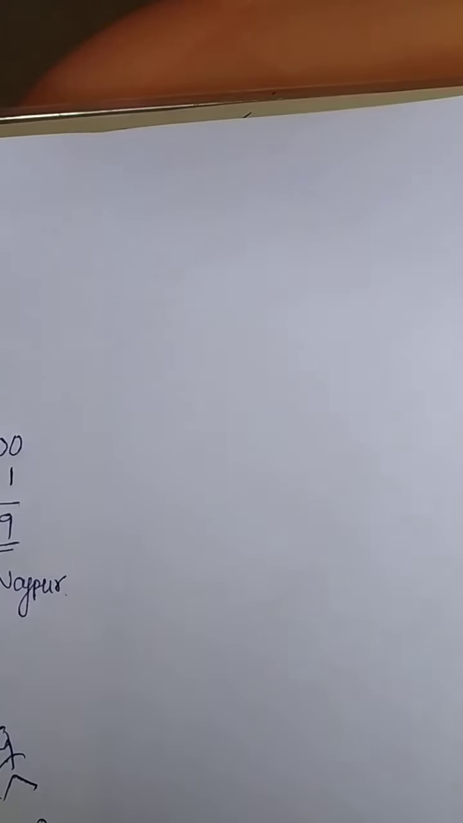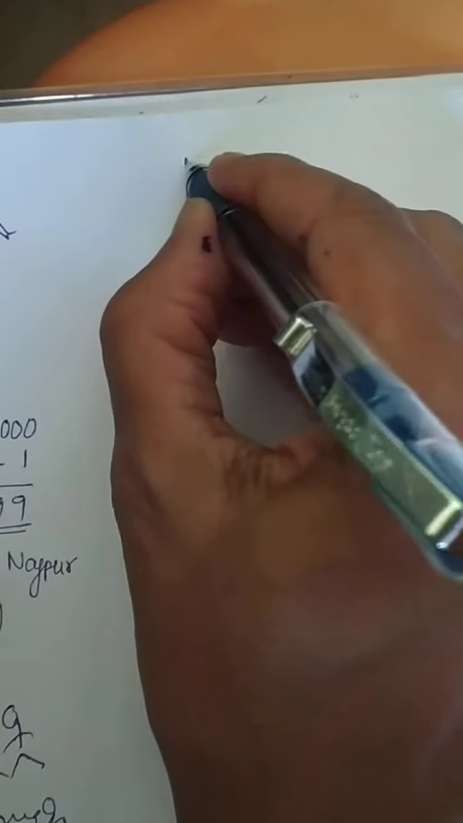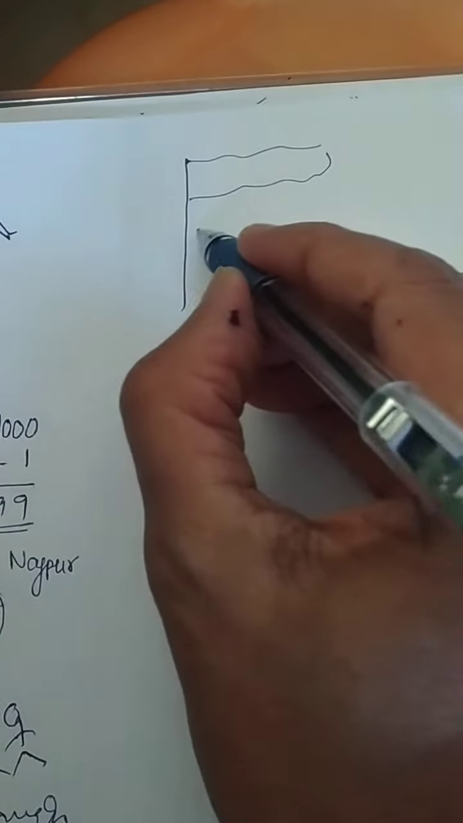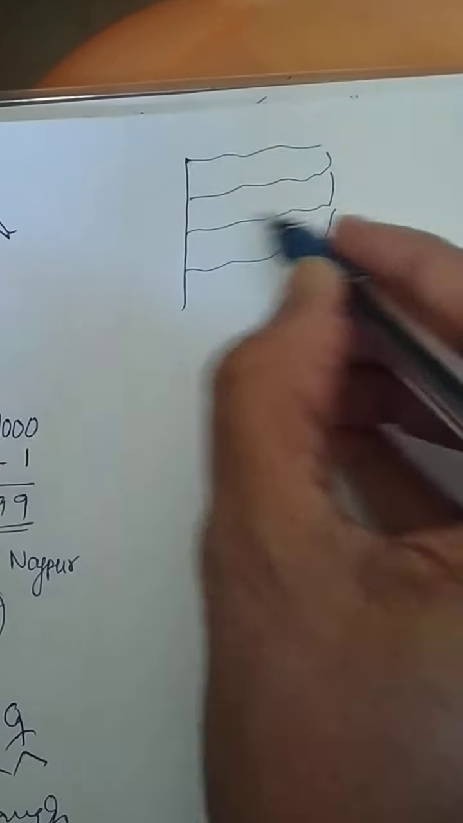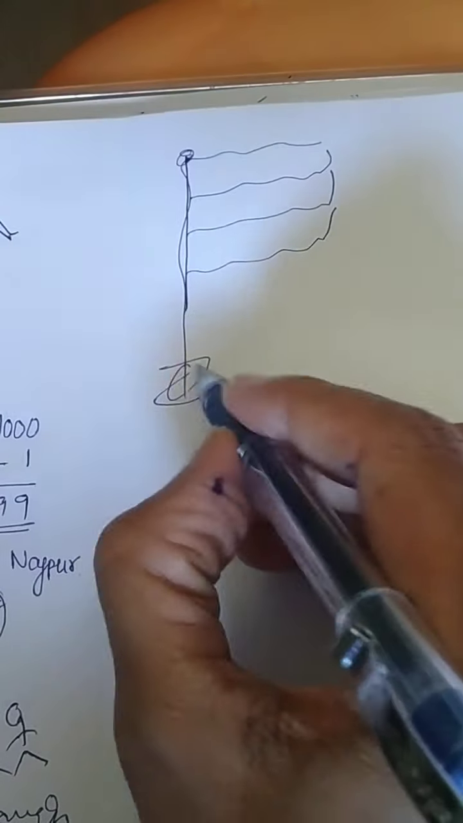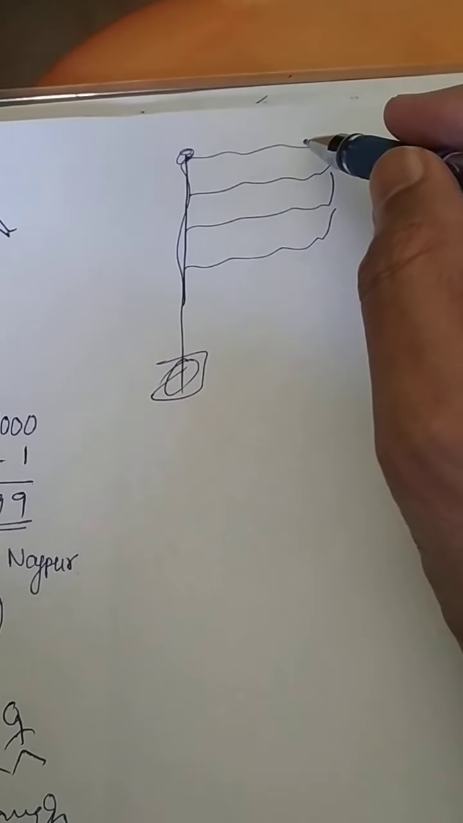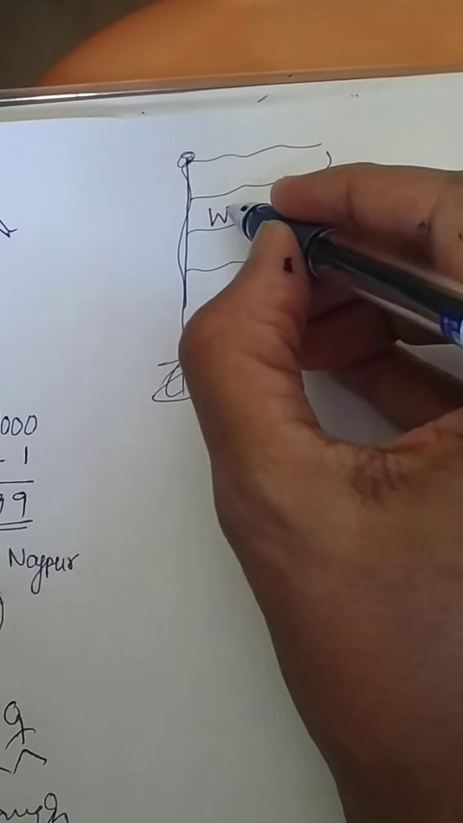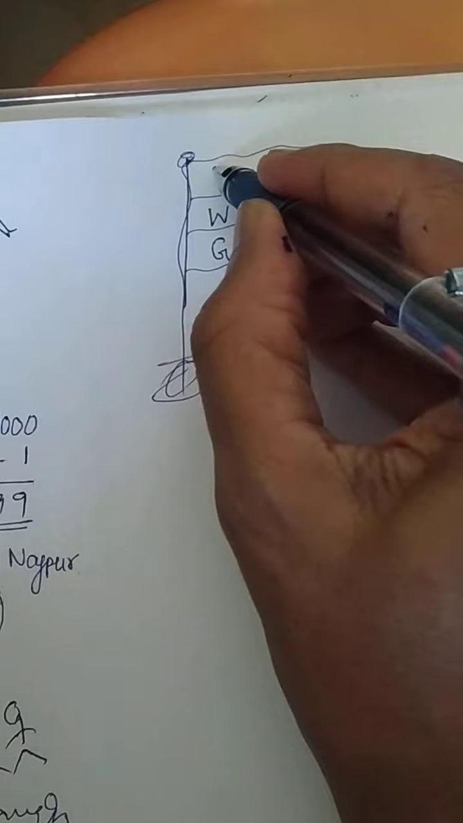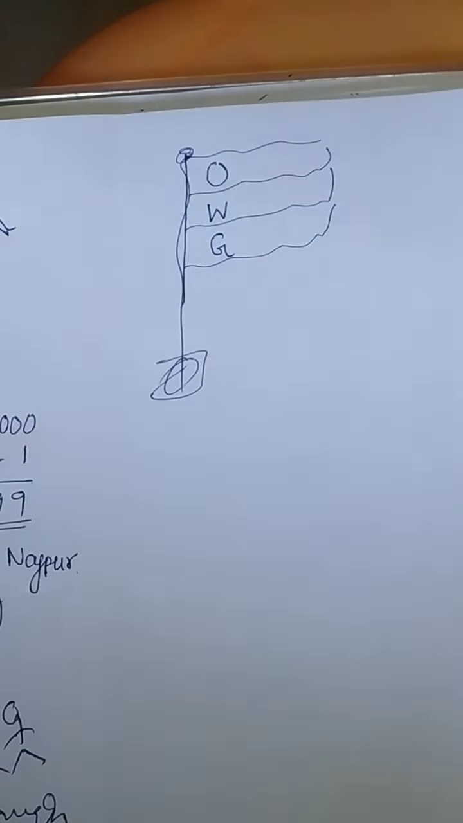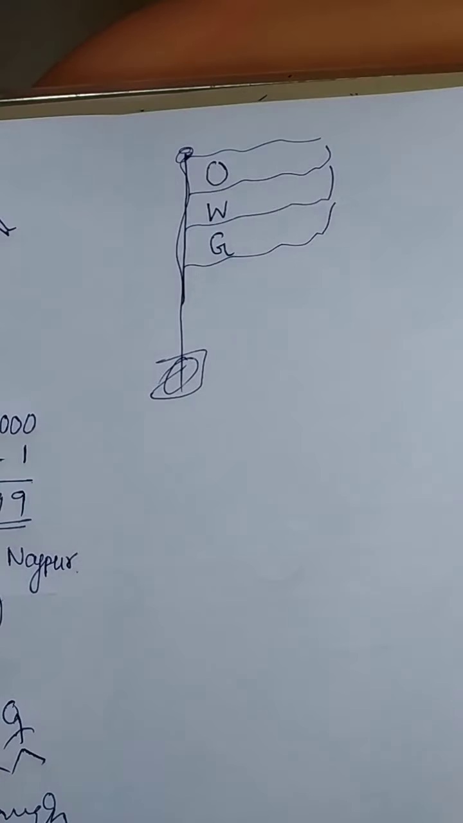Next, one more situation. One flag is given to you. Let us suppose this is the Indian flag, and this is the flag post. You know how many colors are used: the middle one is white, here it is green, this is orange. My question is, this is already made. In case you have been asked to prepare a flag with 3 different colors, then how many flags can you have?